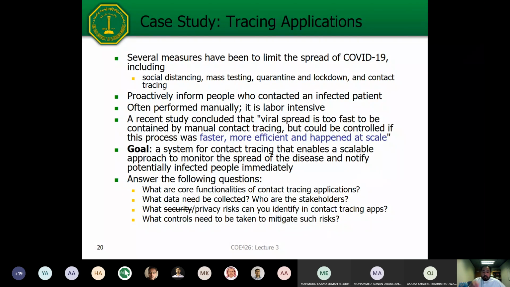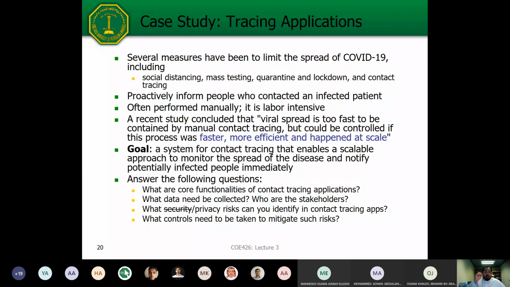It turns out the first countries to use this were Singapore and South Korea. However, they were not really effective because of so many constraints. Then many countries followed, including Saudi Arabia. We have Tabaud, which is an implementation of the Google and Apple APIs.